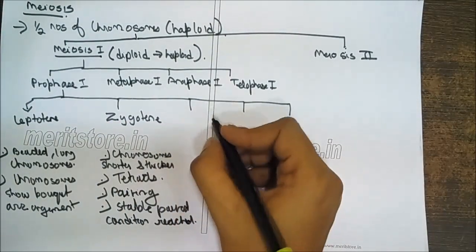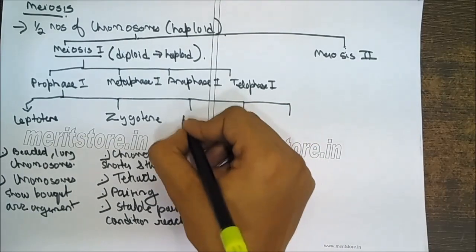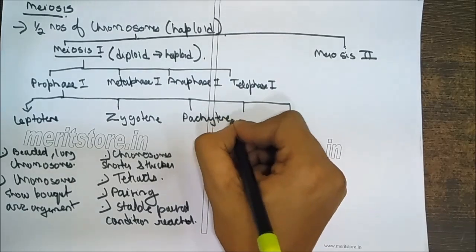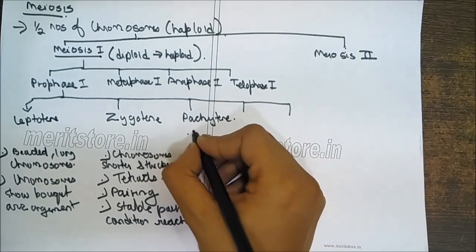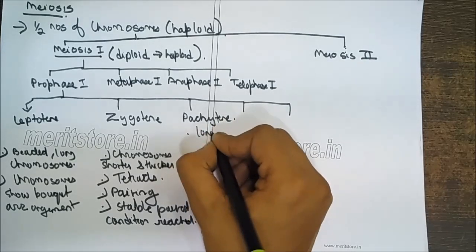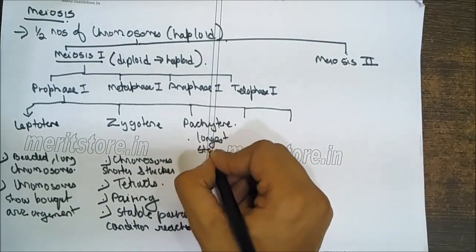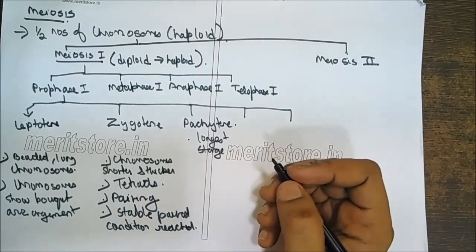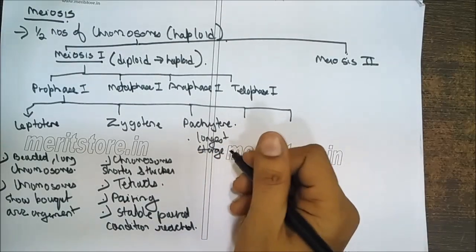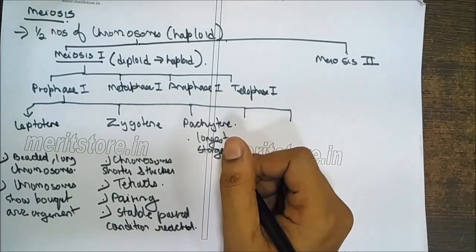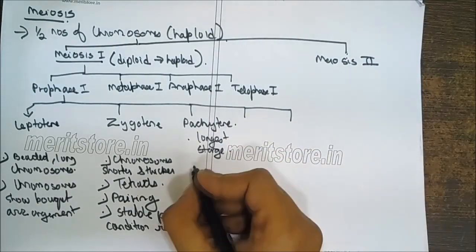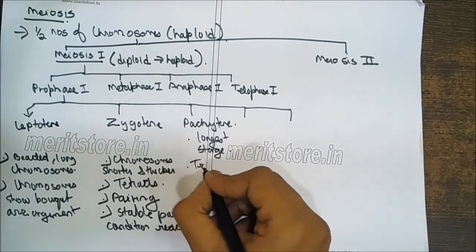So after leptotene and zygotene, there is pachytene. Now this is the longest stage. Why? Because it takes time to cross over. The tetrads will clearly appear as a spiral arrangement of chromosomes of the homologous pair.